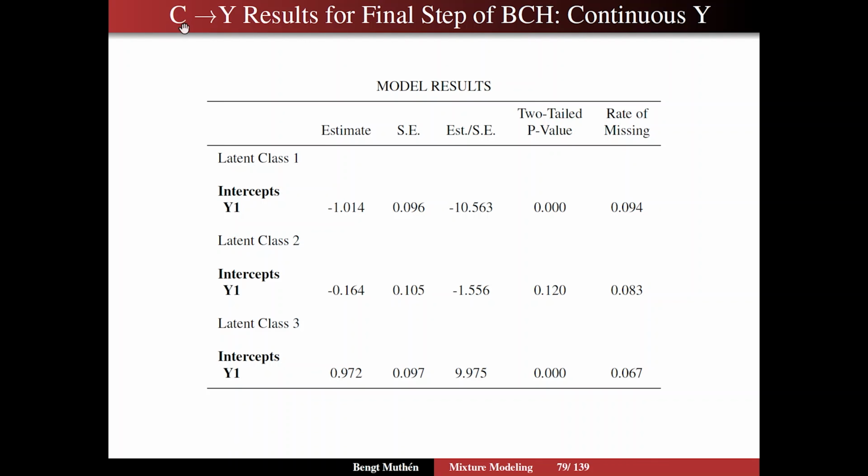If you look at the C to Y results, continuous Y, we have intercepts. So the effect of C on Y is captured by the intercept varying across classes, class 1, class 2, class 3. We don't have a regression Y on X language, but instead you see the effect of C on Y in these intercepts in the regular model results section.